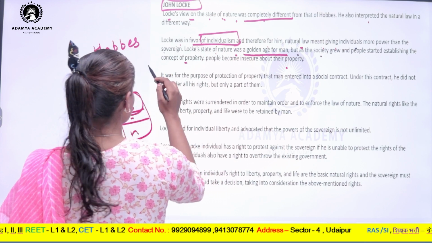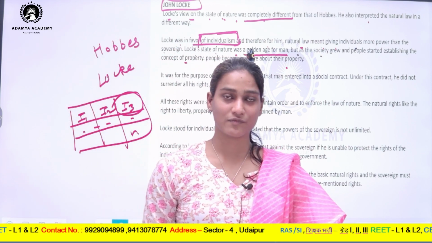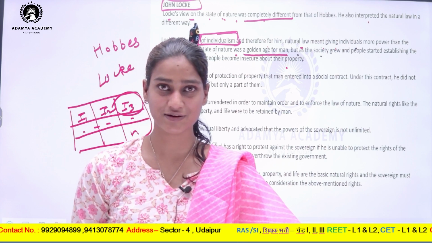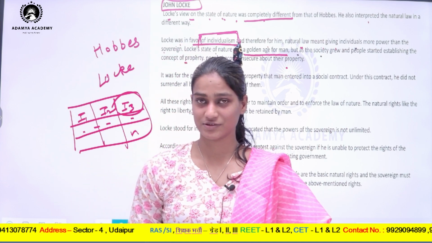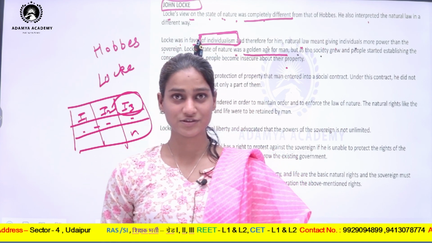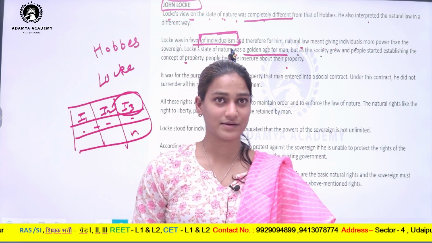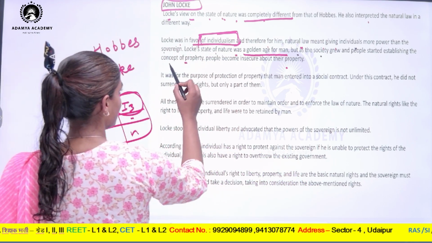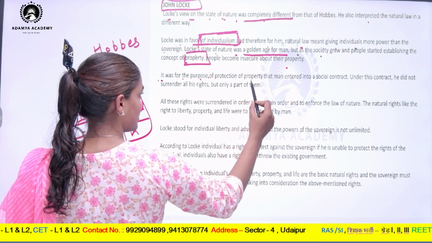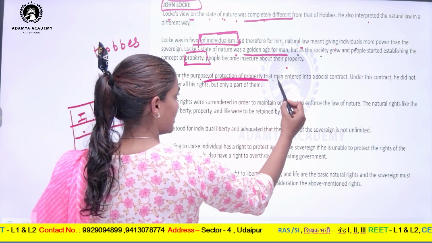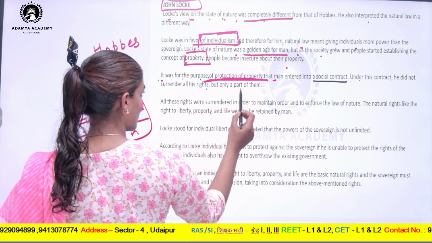So, according to Locke, he is in favor of individualism. It means that he is totally different from what Hobbes has told. Hobbes has told that sovereignty should take all the control of the things related to security and order, but Locke has told that sovereignty should not take all the hold. Rather, individuals are capable themselves of taking hold of the condition, especially the property matters. It was for the purpose of protection of property, which is what is important here, that man entered into a social contract. Under this contract, he did not surrender all his rights, but only part of them.